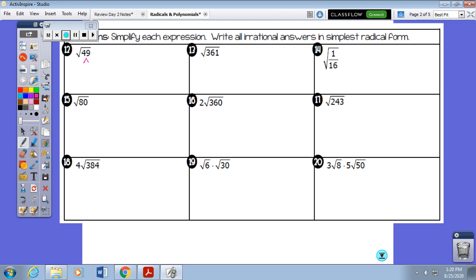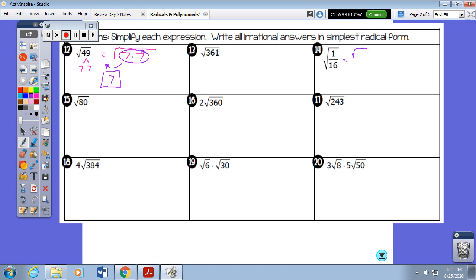So the square root of 49, or the factors of 49, if I do a factor tree, is 7 times 7. So I'm going to put 7 times 7. The square root means I can take a pair out. So every pair of 7s I have, I can bring one out front. So 7. There's nothing left over. So the square root of 49 is 7. Again, using your calculator will work.